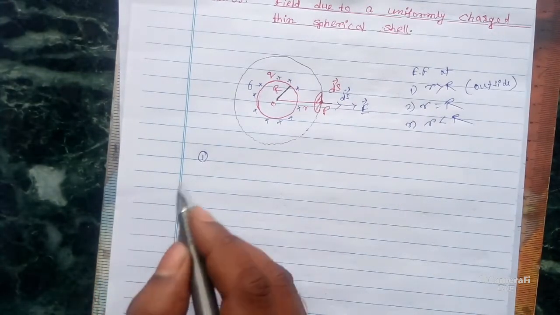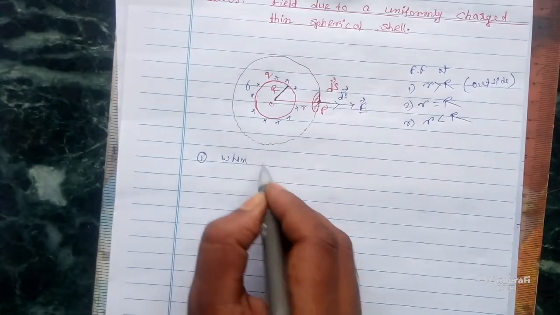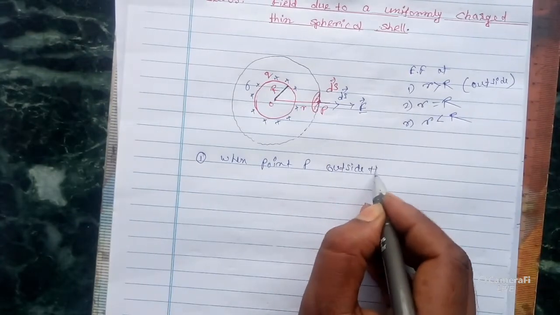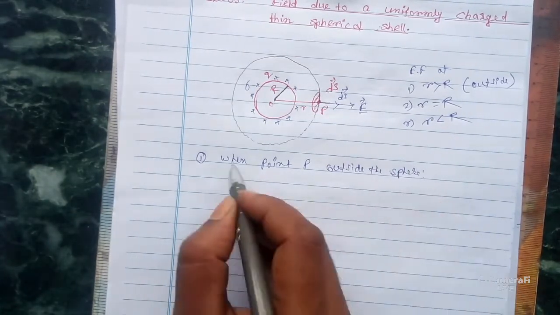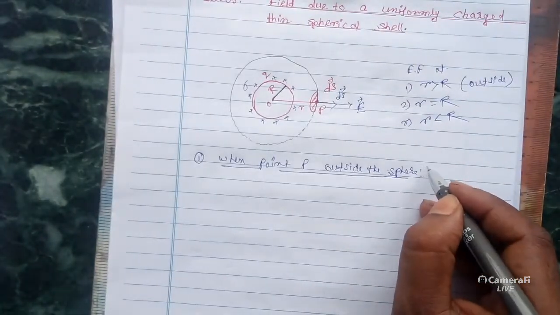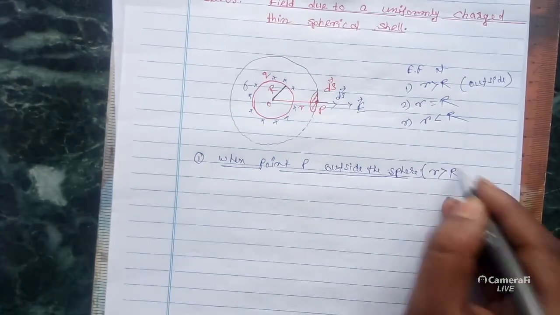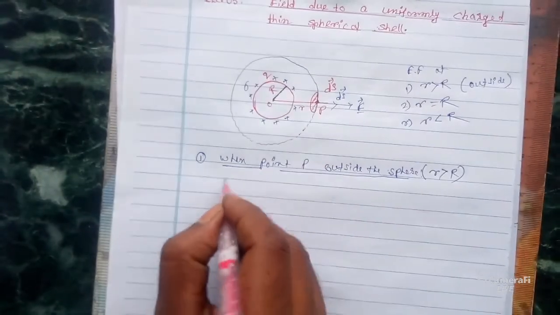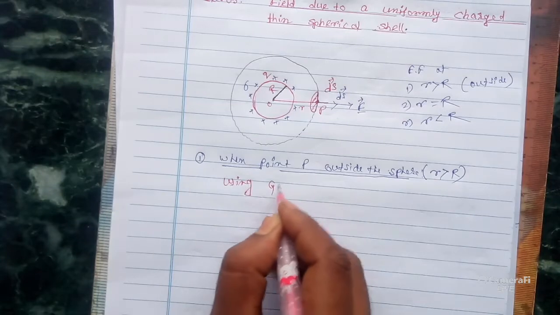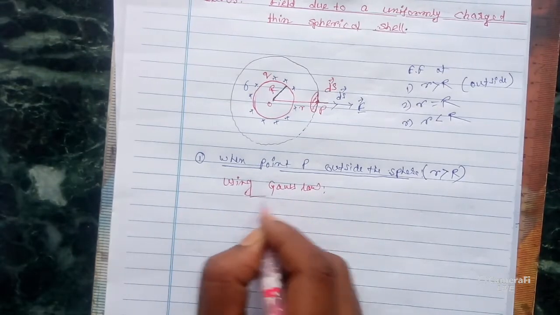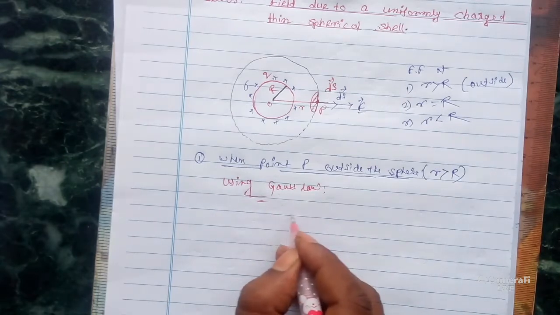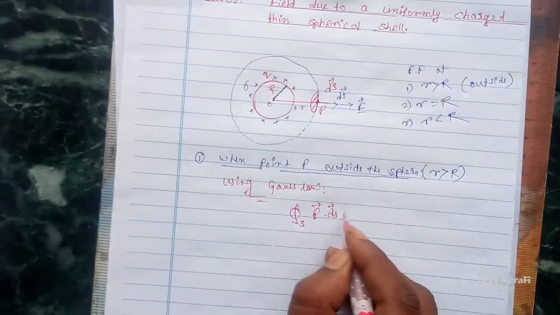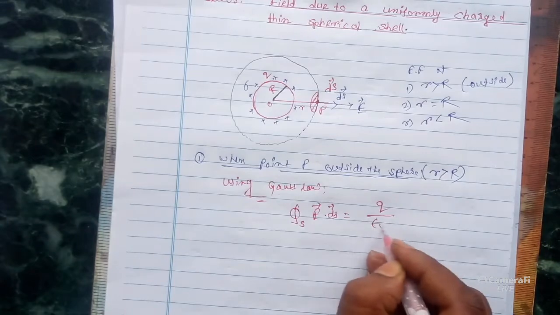Now first case, outside the sphere, when point P lies outside the sphere, that is when r is greater than capital R. Now using the Gauss law, total flux phi is equal to closed integral E dot ds is equal to the total charge inside the surface divided by free space permittivity.